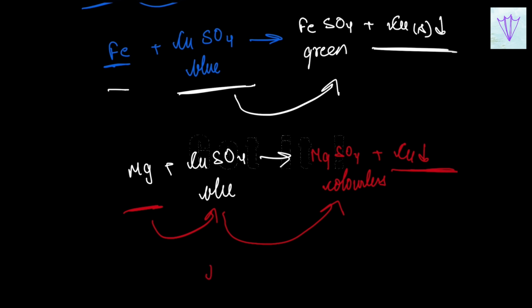So it is important to learn the reactivity series. The next reaction we are going to study is the reaction of metals with bases. Metals like zinc, aluminium, etc. react with bases like sodium hydroxide and potassium hydroxide and liberate hydrogen gas along with the formation of salt. We'll see one example.